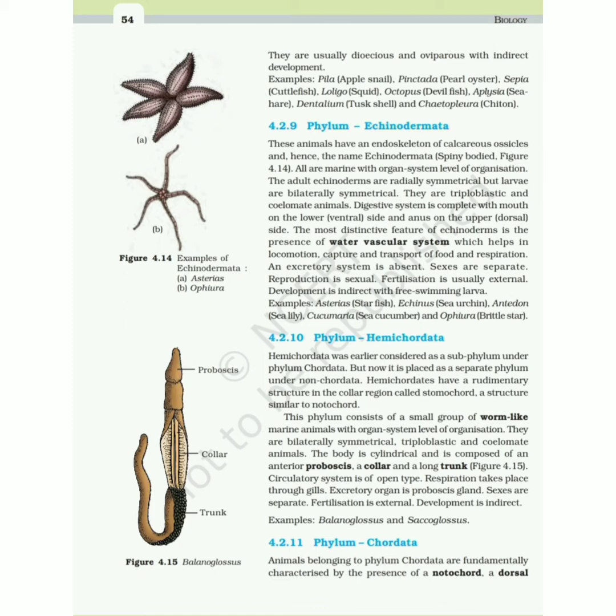The body is cylindrical and is composed of an anterior proboscis, a collar and a long trunk, figure 4.15. Circulatory system is of open type. Respiration takes place through gills. Excretory organ is the proboscis gland. Sexes are separate. Fertilization is external. Development is indirect. Examples: Balanoglossus and Saccoglossus.